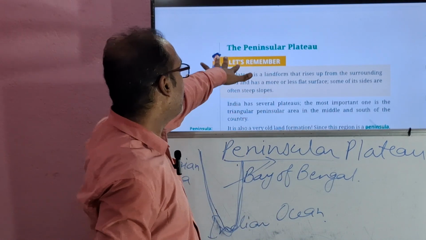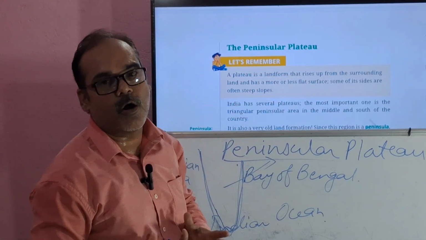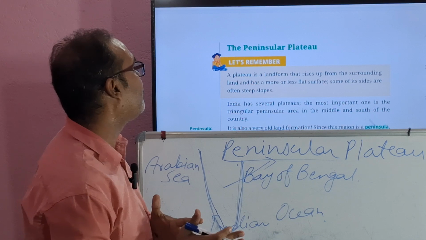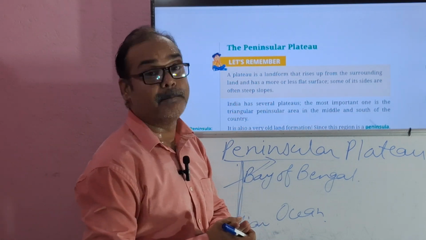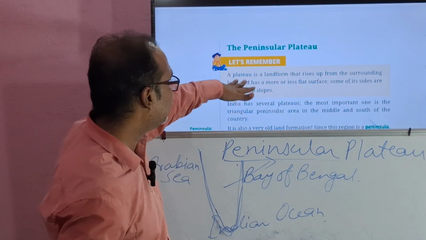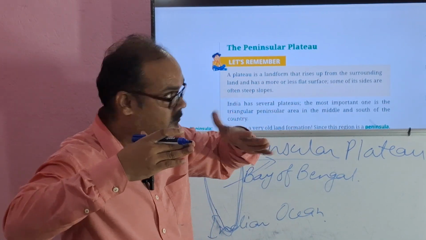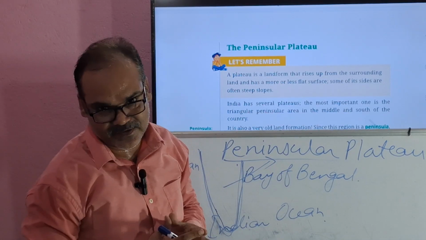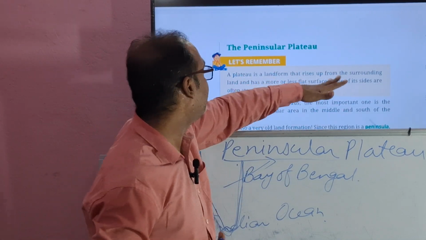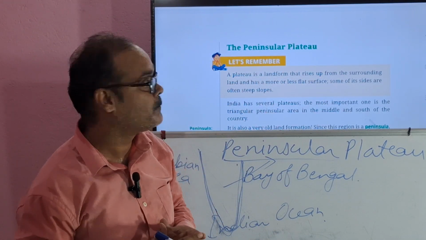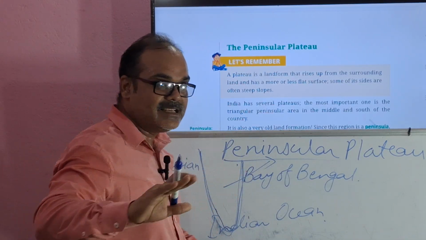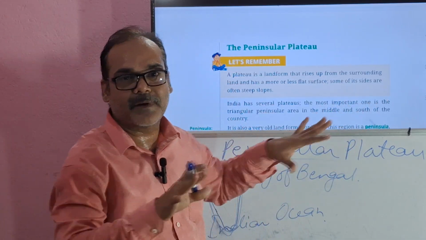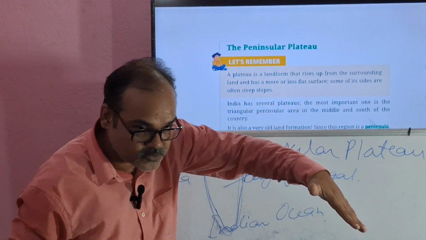India has several plateaus. First, you understand, a plateau is a landform that rises up from the surrounding land and has a more or less flat surface. Some of its sides are often steep slopes. So it is higher than the surrounding area. It is flat, and at some point you will see steep slopes also.